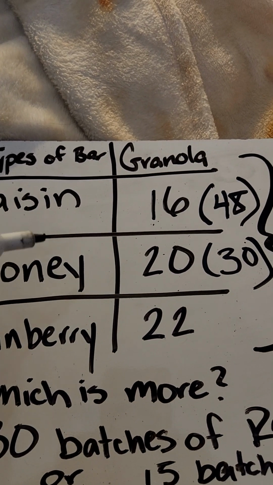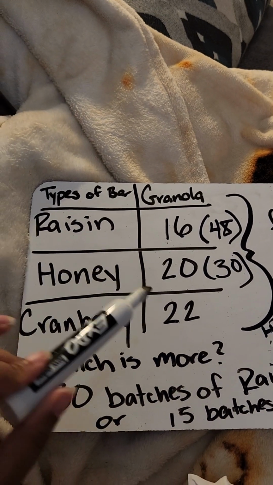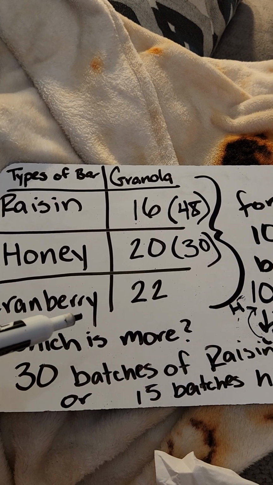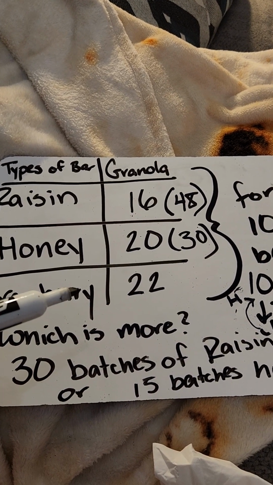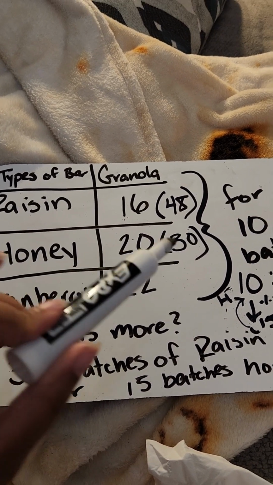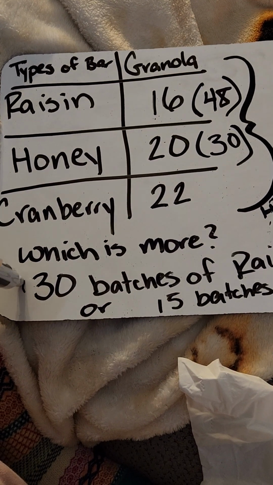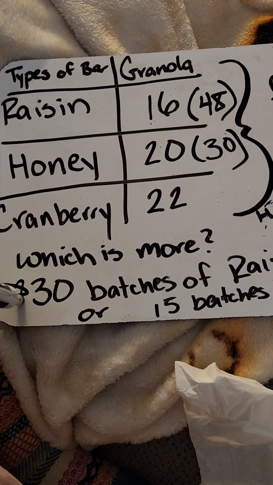So raisin nut for 30 batches would need 48 cups of granola, whereas honey almond for 15 batches would need 30 cups of granola. So which is more? That's that 30 batches right there. Woo.